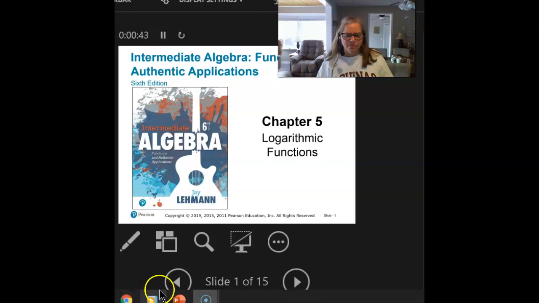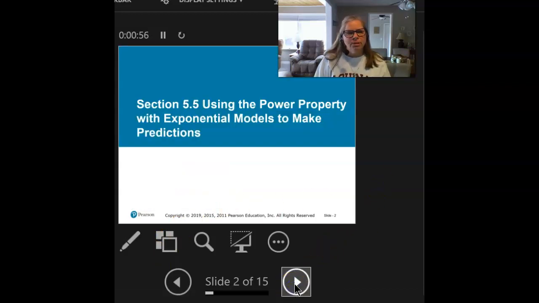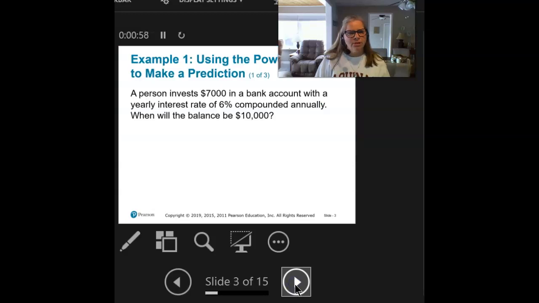Hey guys, time to finish up chapter 5 with 5.5. Make note that we will not be doing the last two sections of this chapter. So, let's talk a little bit about modeling using the power property and how to make predictions.